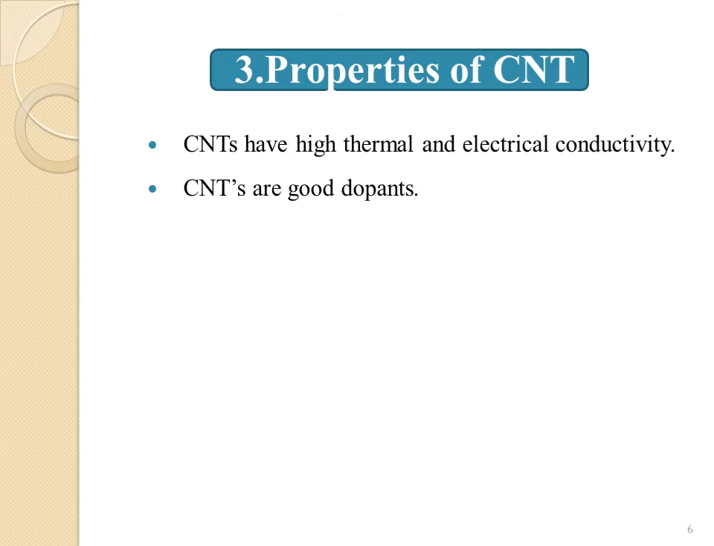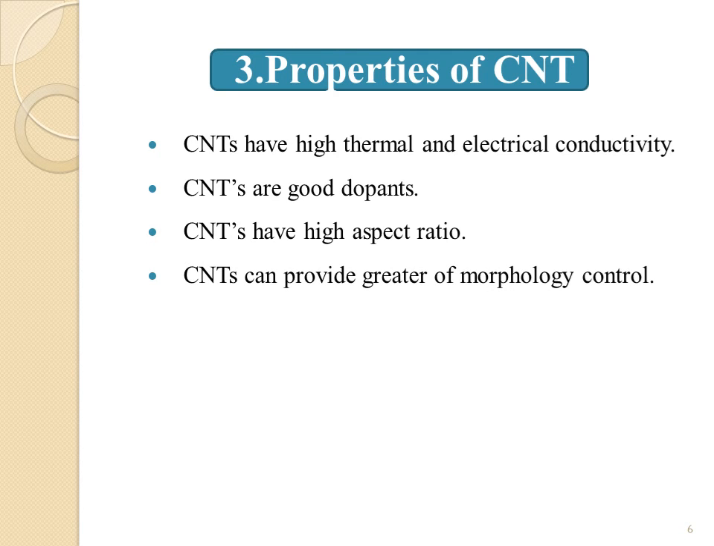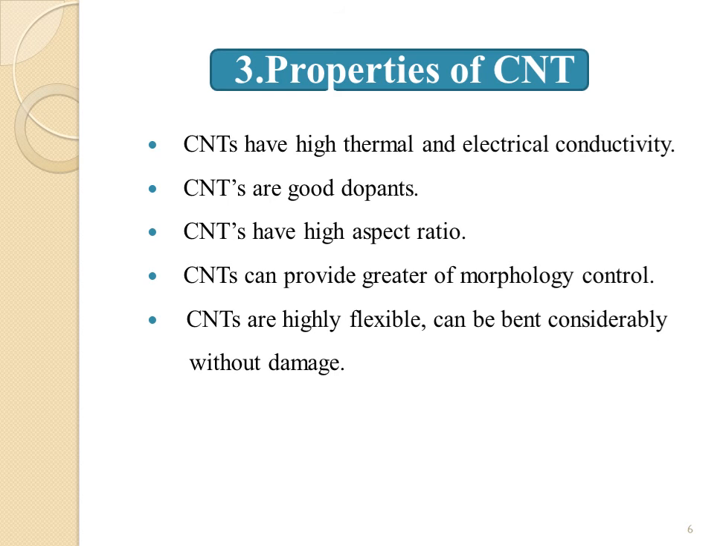Similarly, carbon nanotubes are very good dopants. We can add some impurity to them and enhance the properties. They have a very high aspect ratio. Aspect ratio is nothing but the diameter of a carbon nanotube to its length, and as we can see, its diameter is very small and its length is very high. Thus, carbon nanotubes provide very good morphological control compared with contemporary materials. Again, carbon nanotubes are highly flexible. Their flexibility is much better than other materials, along with very high tensile strength.